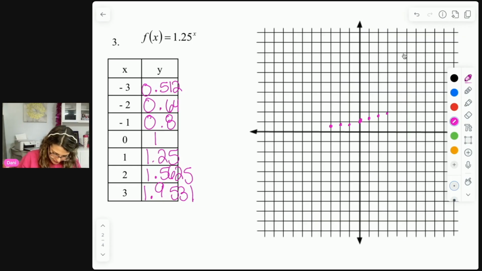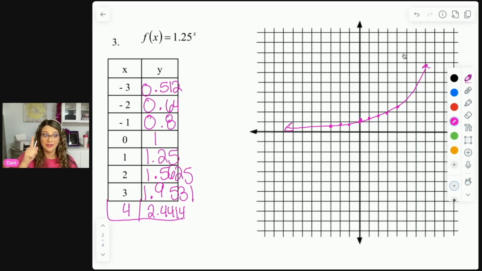I guess if I wanted to go one more in my table, I have 4 and then 2.4414. Oops. Get that one in there too. Okay, not perfect, but it's good. It's good, but it is a curve. It is not a line. So do draw it as best as you can, curvy, and label it.